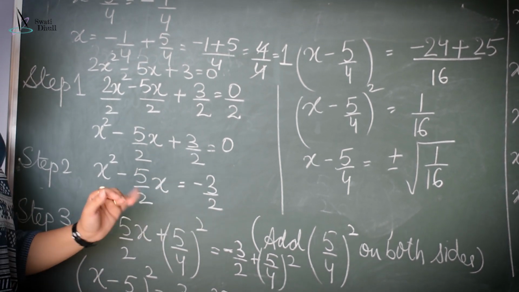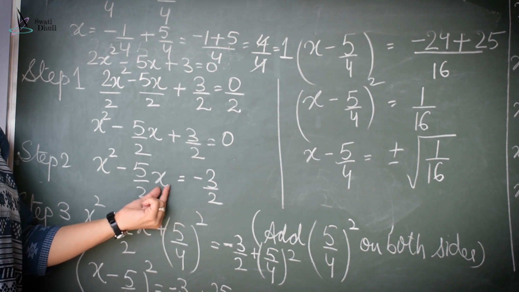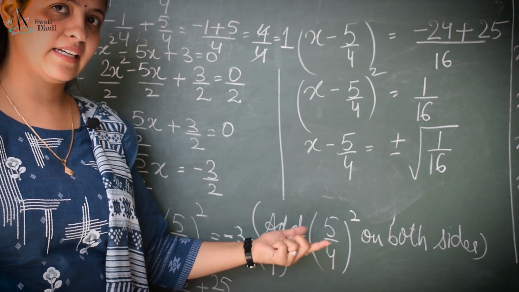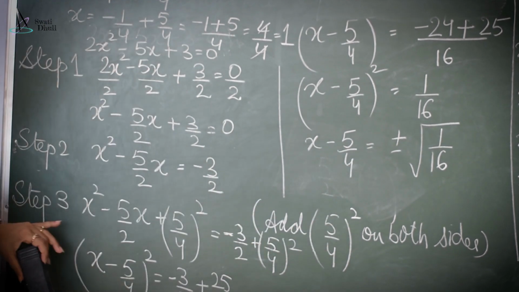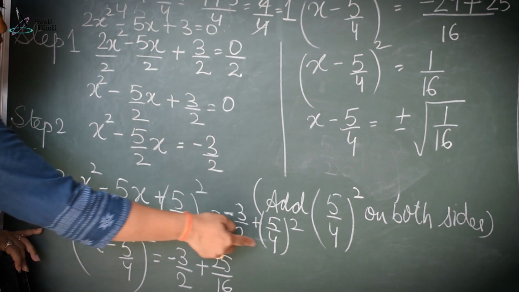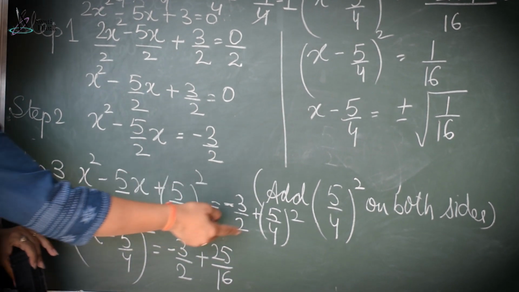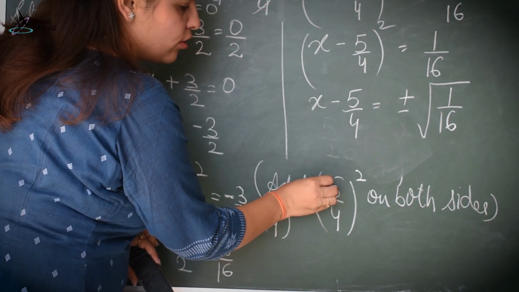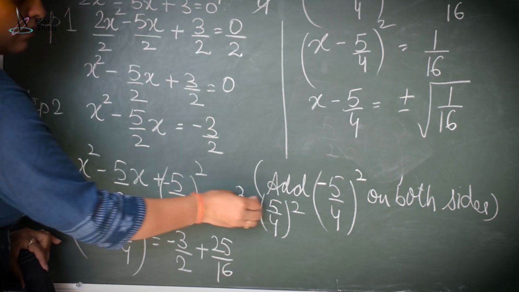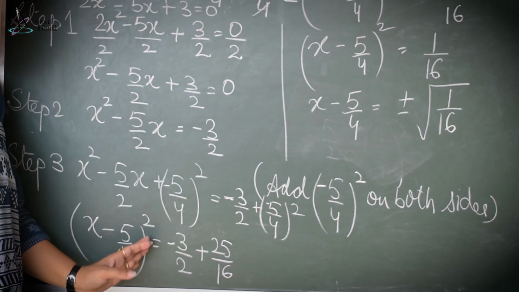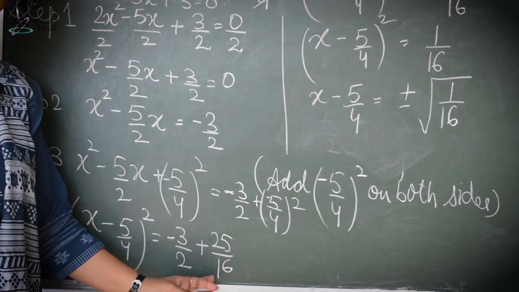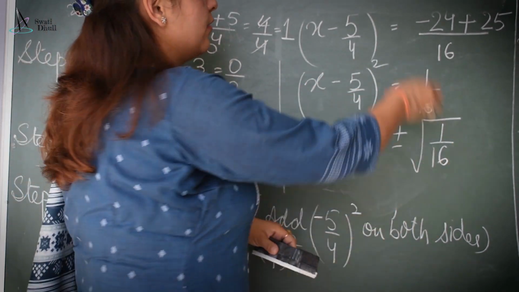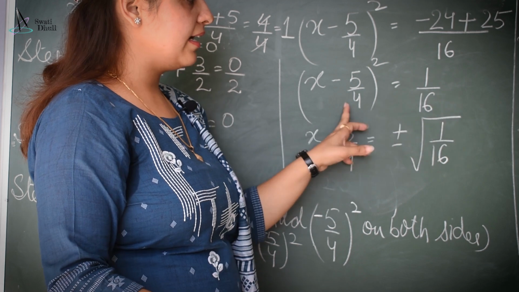And then the third step is, whatever is the coefficient of x, you need to divide it by 2, or you can say you have to make it half, and then you have to square it. Then you have to add on both sides 5 by 4 whole square. Irrespective of sign, if I take the minus sign also, again it will become 5 by 4 whole square, which is 25 by 16, here also 25 by 16. Then you have to take the square root on both sides.